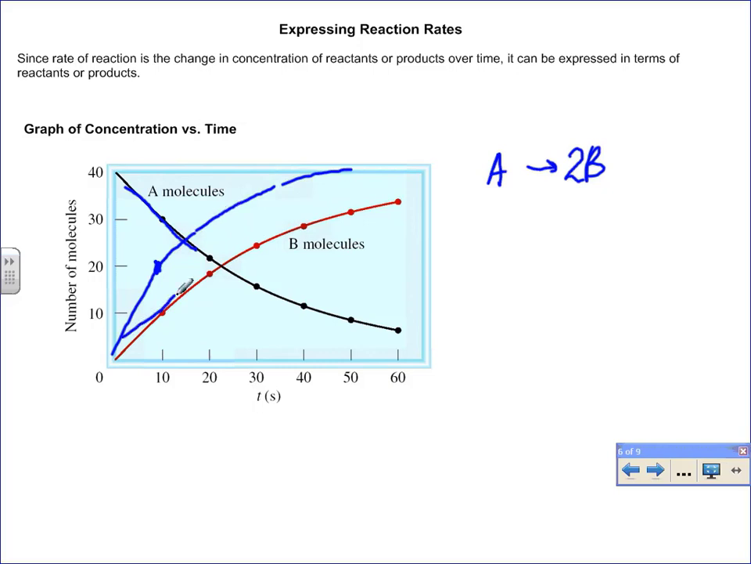Okay, so if you look at the slope of the tangent here and the slope of the tangent there, in the second example, it's going to be double. So just a couple of things to consider here. The rates of the reaction are going to reflect the stoichiometry, and if you want the instantaneous rate of reaction, it's going to be the slope of a tangent at a given moment in time.